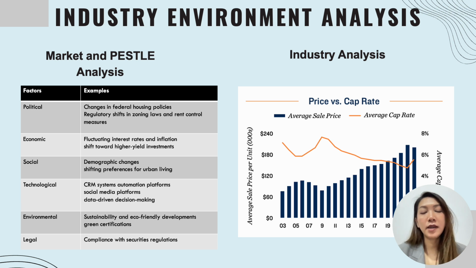The PESTEL analysis highlights several key factors. Political, the example is federal housing policies and urban development regulation. In economic, it's interest rates and inflation influencing investment choices. In social, the example is generational preferences and urban migration trends. Technological, CRM systems and automation aiding in lead generation. Environmental is demand for sustainable properties, and the legal is regulatory compliance, especially with the securities laws.